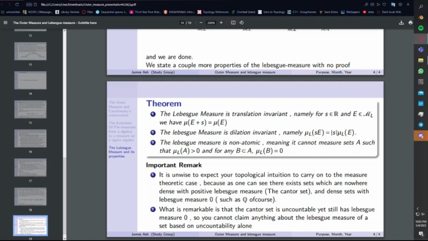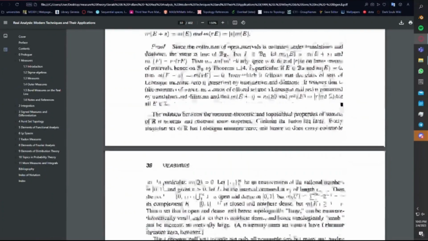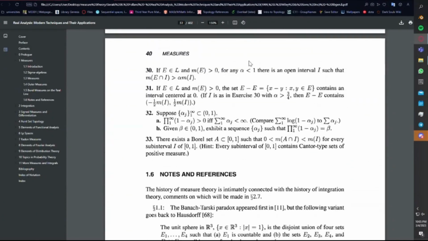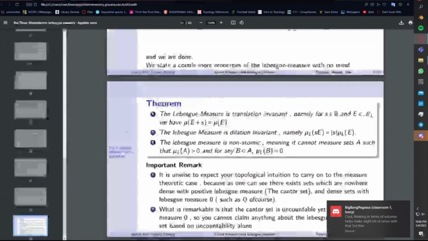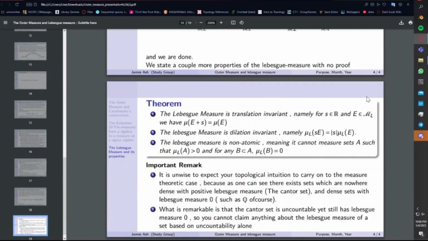An example of this is in problem 33, where you find a Borel measure that has positive measure intersection. Let me just go to the problem real quick. Here's the problem where you can find a Borel set that if you intersect it with I, you're going to have positive measure, but it's going to be less than the measure of I. And since this is true on [0, 1], with just a bit of scaling, you can make this work on the entire R. So you'll never have to be able to measure atoms. That's just a cool thing I thought I'd mention.